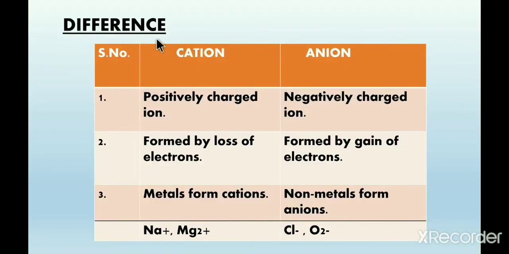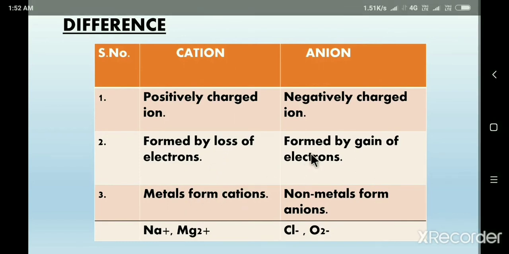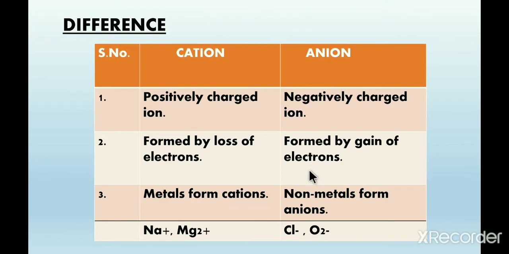Let's discuss the differences between cation and anion. A cation is a positively charged ion, and an anion is a negatively charged ion. A cation is formed by loss of electrons, and metals form cations. Anions are formed by gain of electrons by the non-metals. Here are the examples of cation and anion. So students, here we have achieved the third learning outcome, that is now you are able to differentiate between cation and anion.